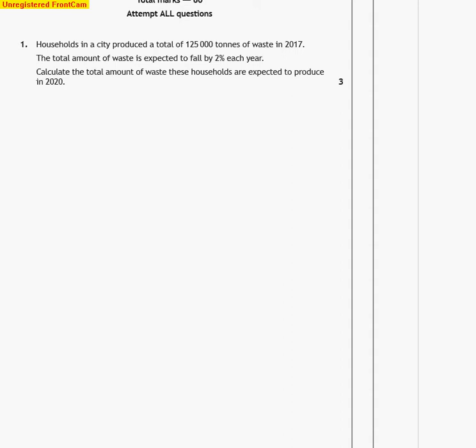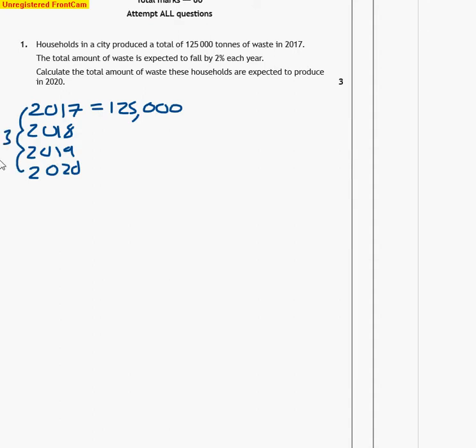Okay, so graphically what we're saying is in 2017, the waste is 125,000. We don't care about 2018, we don't care about 2019, we want to get to 2020. So how many years is that? 1, 2, 3 years. So what you could do, the long way, is we could times this number by 0.98, and that would work out 2018. So 0.98 there, that's a 2% reduction.